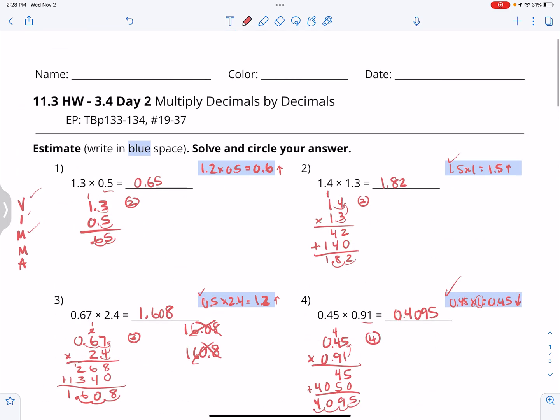Oh, and don't forget, if you want extra practice, textbook page 133 to 144, and that's numbers 19 through 37.